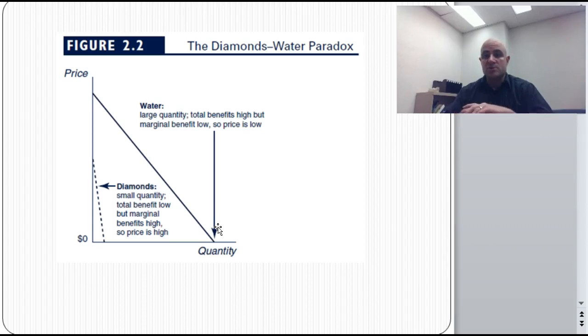Now, just as a refresher, marginal benefit is the additional benefit of an additional unit. And so if you went out and bought a bottle of water, the marginal benefit of that bottle of water isn't going to be that high. You're not going to be that much better off for it. But those small amounts, they keep adding up. But at the same time, because you don't get that much additional benefit from it, you're not going to be willing to pay that much for a bottle of water. So with water, the quantity is large. So you get a lot of benefit. But the marginal benefit is low.